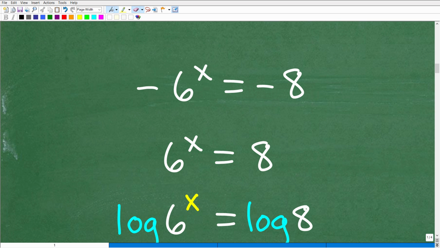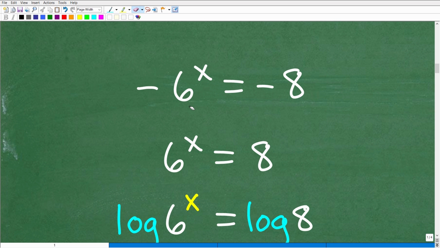Again, if you're wondering how I did that, I can simply divide both sides of the equation by negative 1. You always want to do that, by the way. You could just leave it as is, but if you can put things in terms of positive signs, it's just easier.